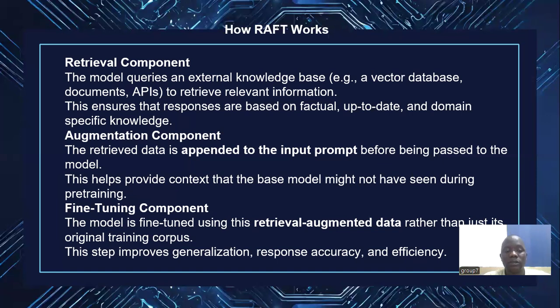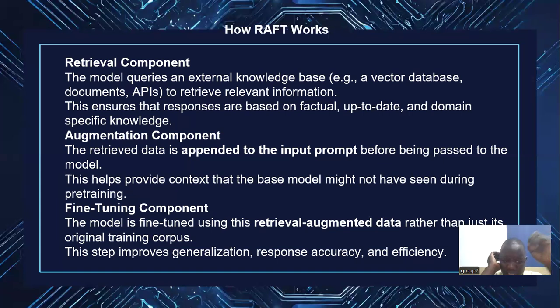Then we talk about the fine-tuning component. Here, it learns from the new knowledge. The AI is trained again using the newly retrieved and augmented data. Instead of just using its old knowledge, the AI now learns from the latest, more relevant data. Adjustments are made to fit the specific tasks of the user. So the AI is trained again using the newly retrieved and augmented data instead of just using the old one.